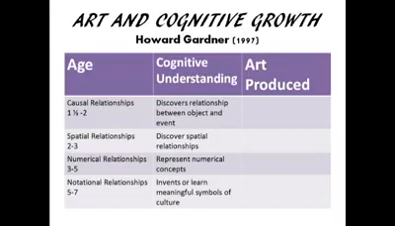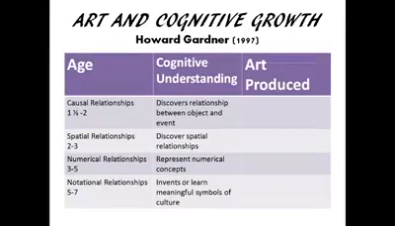Next is spatial relationships, 2 to 3 years old. Its cognitive understanding is to discover spatial relationships, and its art produced is to draw a dog by drawing a circle for its head and beside it another circle for the body. Next age is numerical relationships, 3 to 5. Its cognitive understanding is to represent numerical concepts. Its art produced is to draw a dog with 4 legs, 2 ears, and 1 tail.